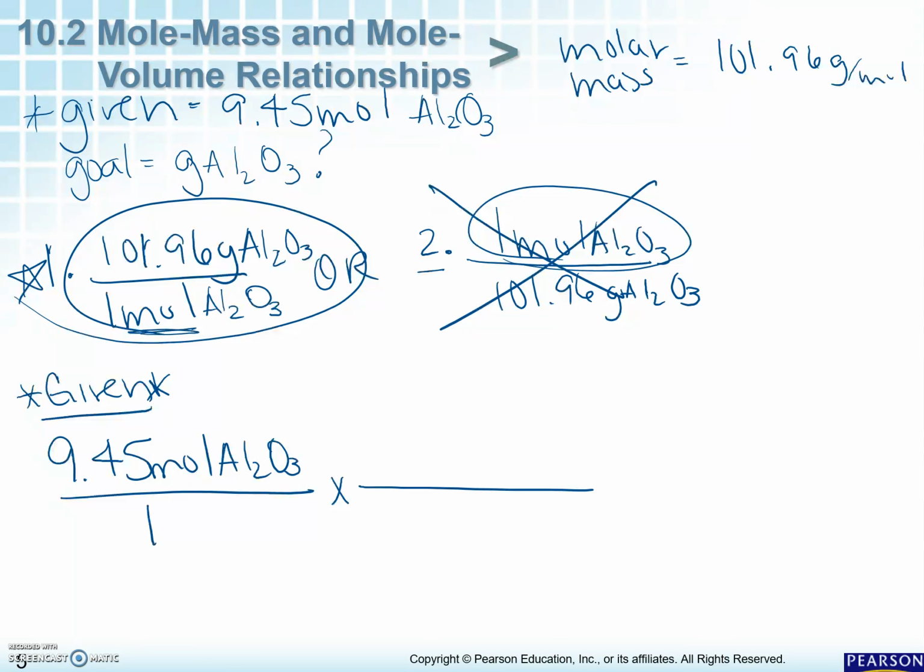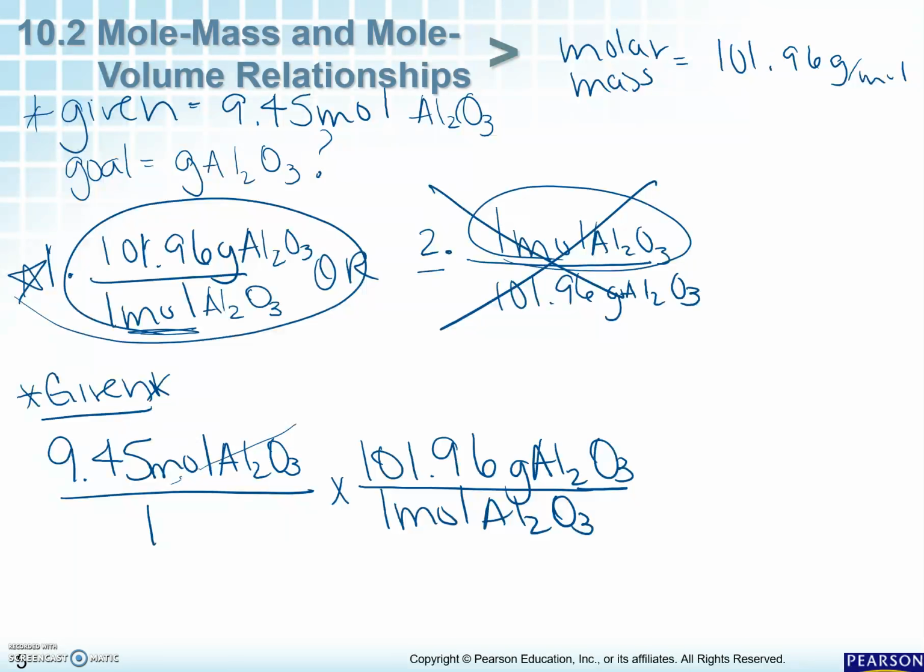So in order to do so, in order to cancel those moles on top, we're going to use conversion unit number 1. And I'm going to copy exactly what we've already written and put it on our new line. So 101.96 grams of Al2O3 over 1 mole of Al2O3. All right, so let's double check to make sure our units cancel. So we have moles of Al2O3 on top, and we also have that on the bottom. And remember, if you have the same units on top as you do on the bottom of a fraction, those are going to cancel out for you.